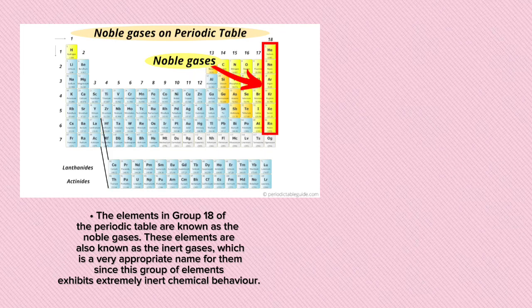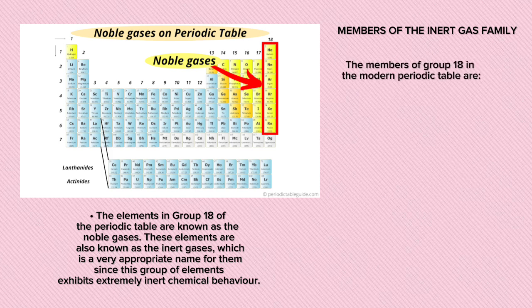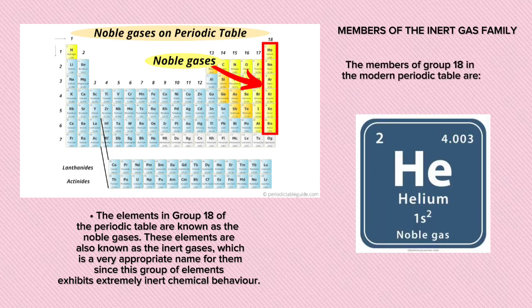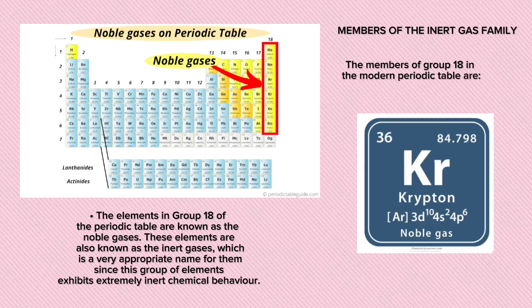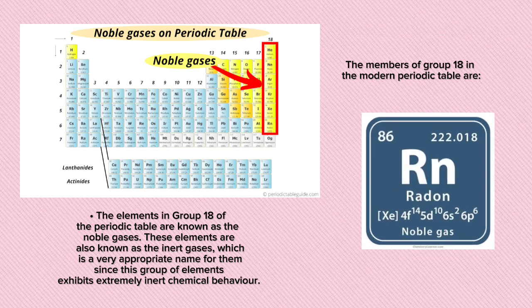The elements in group 18 of the periodic table are known as the noble gases. These elements are also known as the inert gases, which is a very appropriate name for them since this group of elements exhibits extremely inert chemical behavior. Members of the inert gas family: the members of group 18 in the modern periodic table are helium, neon, argon, krypton, xenon, and radon.